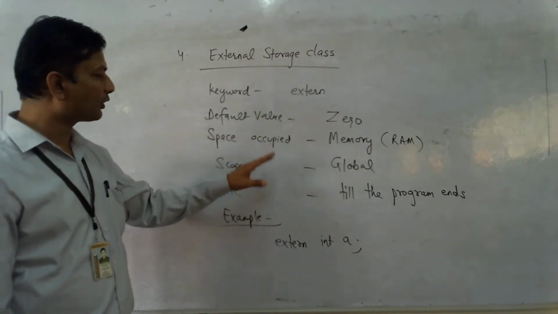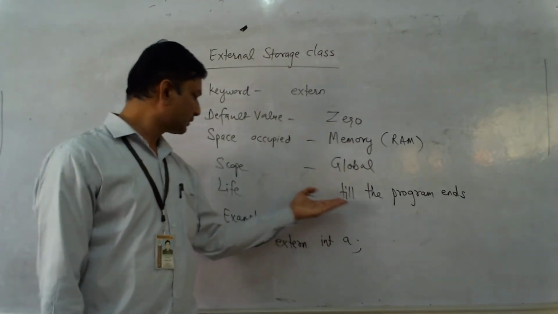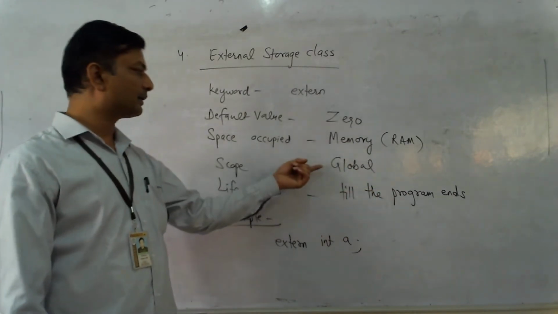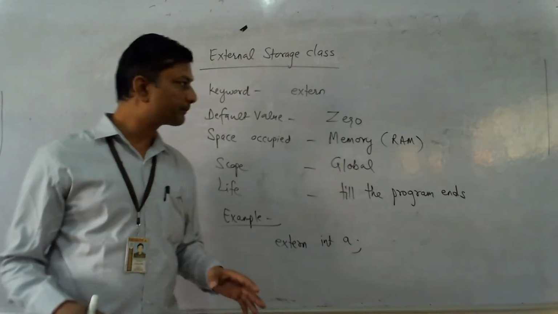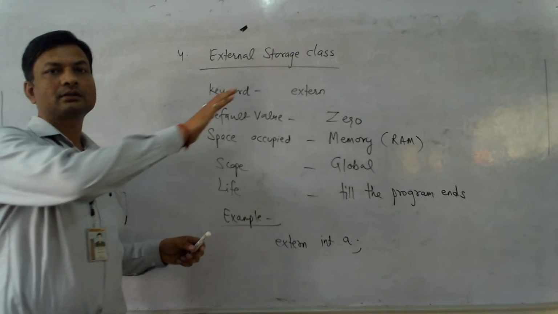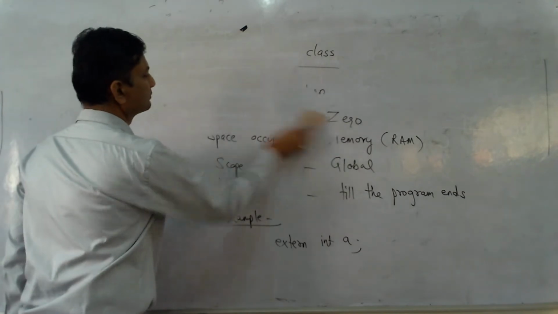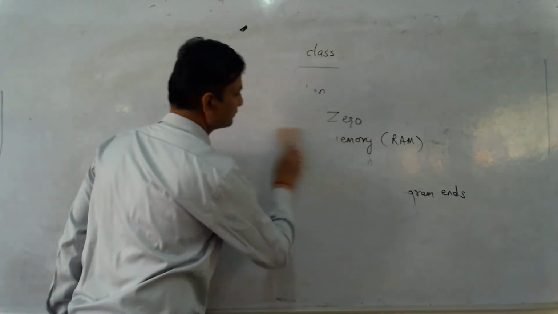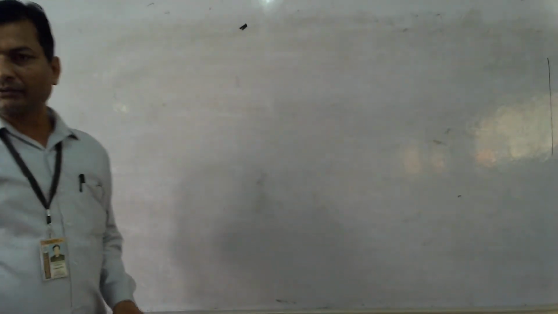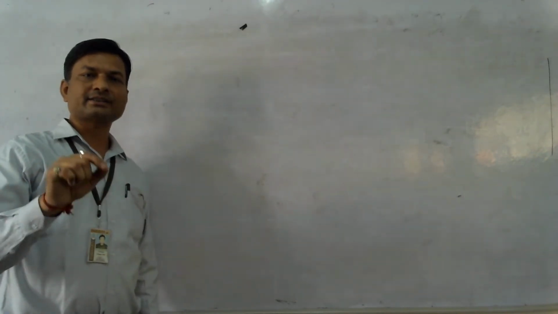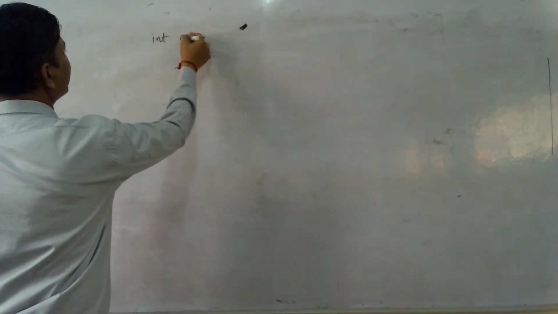So to make you understand what global scope means, you very well know the meaning of life till the program ends, but to make you clear what global scope means, I will write a program specifically for external storage class. You must remember that a variable belonging to external storage class has default value 0. So let me write an example.